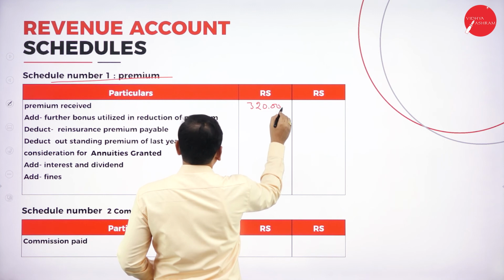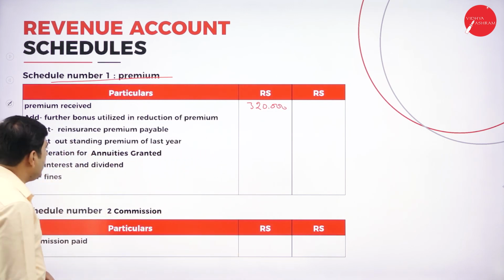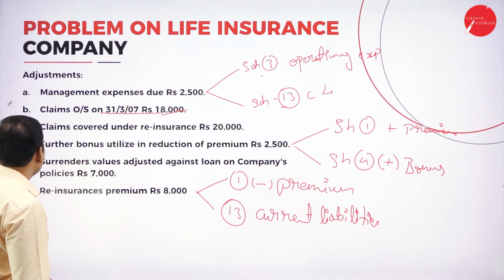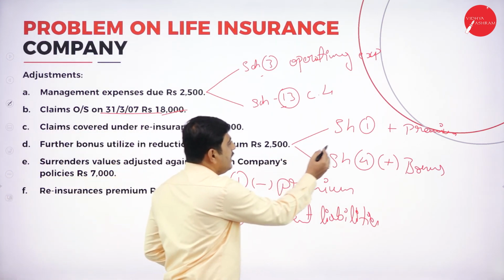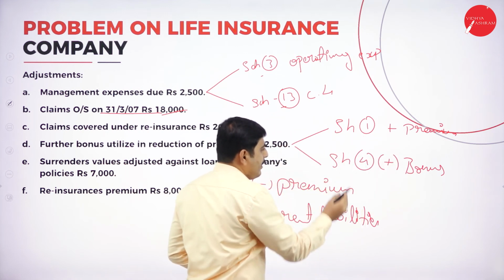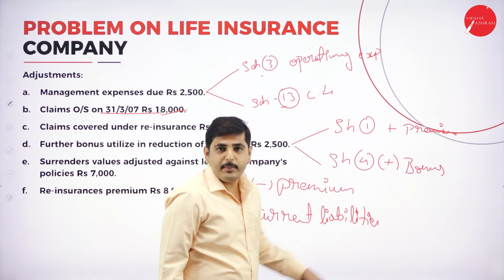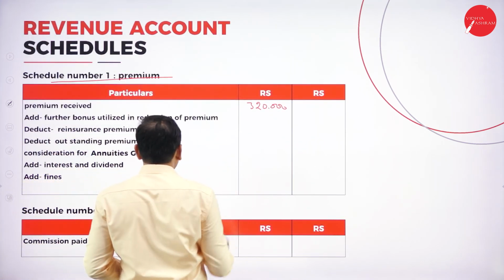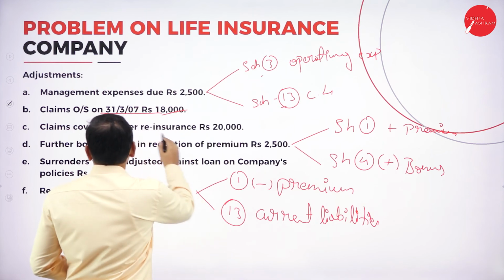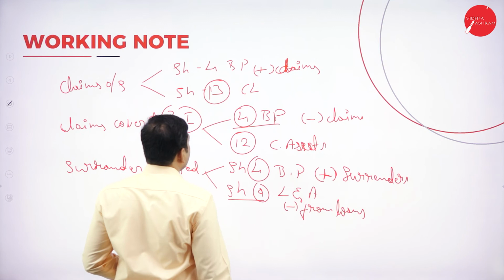3,20,000. For this, add further bonus utilized in reduction of premium. So it is an adjustment. Already we have discussed that further bonus in reduction of premium is schedule number 1. We should add it to the premium, and again we show it in the benefits paid, schedule number 4. What is the amount? Further bonus in reduction of premium is 2,500.